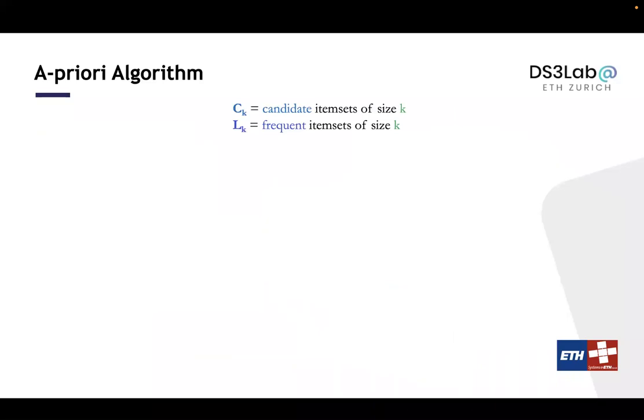The whole thing is actually quite simple. You maintain two different data structures. You maintain CK, which is all the candidate item sets of size K. And you also maintain LK, which is the actual frequent item sets that you produce of size K. In the beginning, K equals one. You consider all the item sets with one element, so the candidates are essentially all the items. For every single item, that's one candidate.